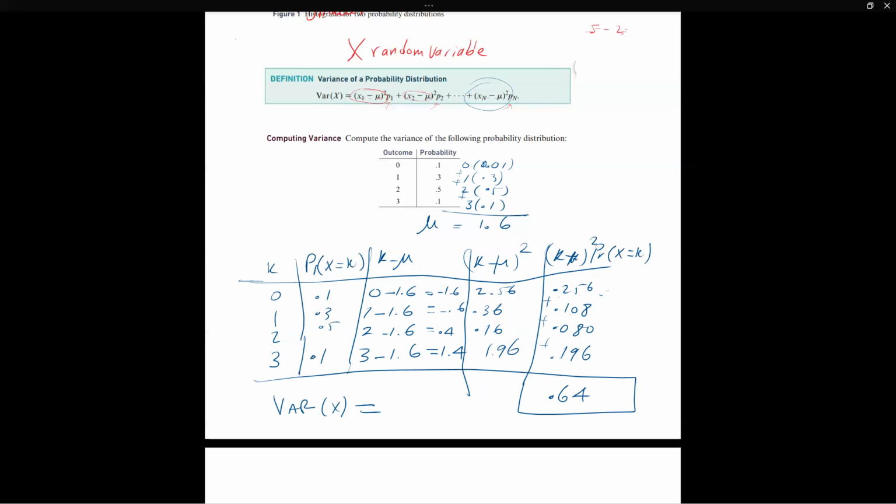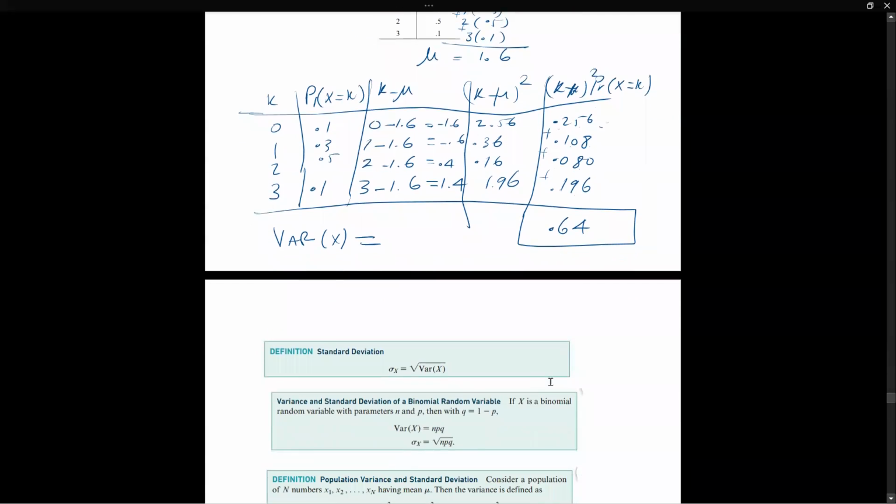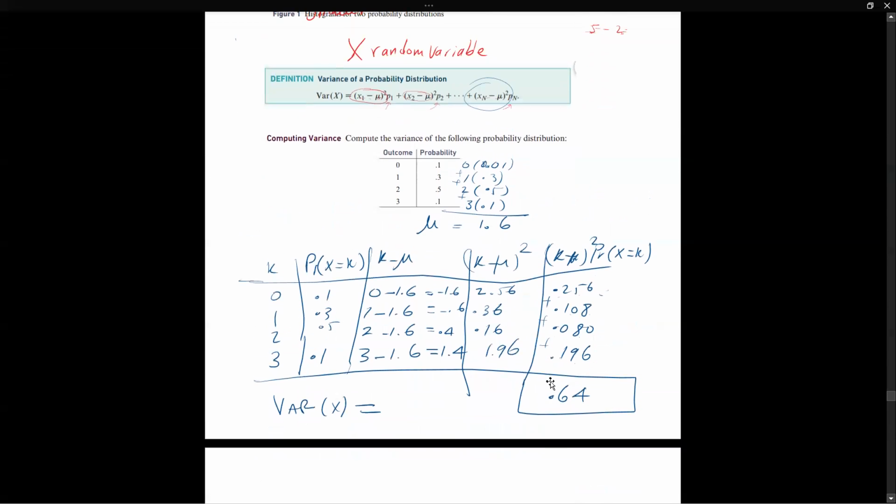There is, of course, an alternative formula you can see in the book, and this is more of a technical thing. With technology you can also calculate the variance, and there are more examples on it.